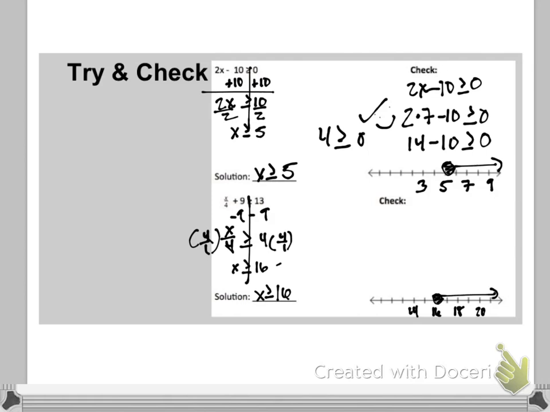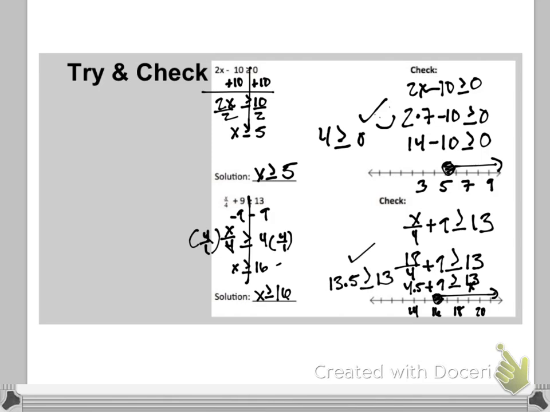X is larger. In order to check, we're going to rewrite x over 4 plus 9 is greater than or equal to 13. We're going to substitute something that's graphed. Let's go 18. 18 over 4 plus 9 has to be greater than or equal to 13. 18 divided by 4 is 4.5, plus 9 has to be greater than or equal to 13. 13.5 is our result, which is greater than or equal to 13, so it checks.